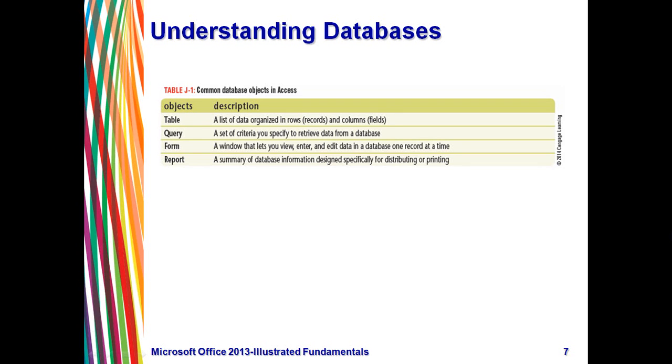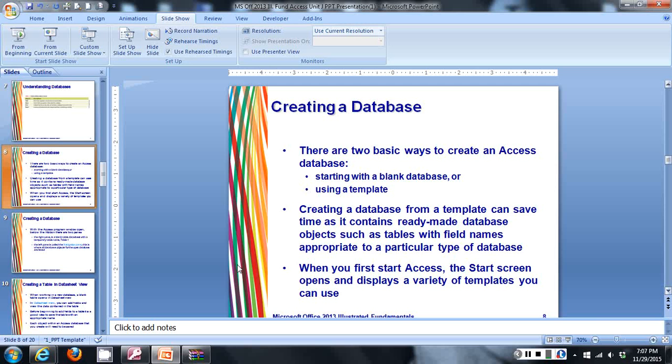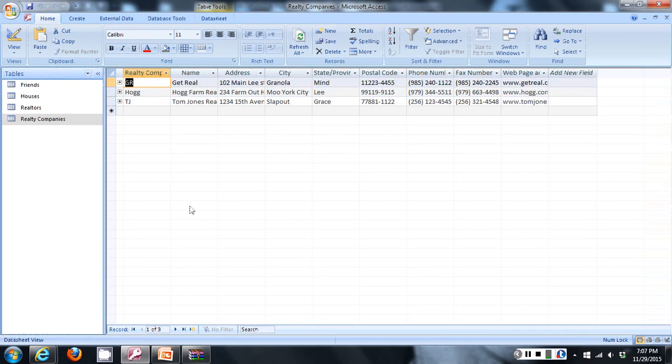Alright, so the table, as we touched on earlier, is a list of organized data in rows called records and columns, fields, and I'll give an example of that in just a minute. A query is a set of criteria you specify to retrieve data from a database, and it will return the results that you're looking for. A form is a window that lets you view, enter, and edit data in a database one record at a time, and then a report is a summary of database information designed specifically for distributing or printing. Okay, so let's go ahead and take a look at Microsoft Access.